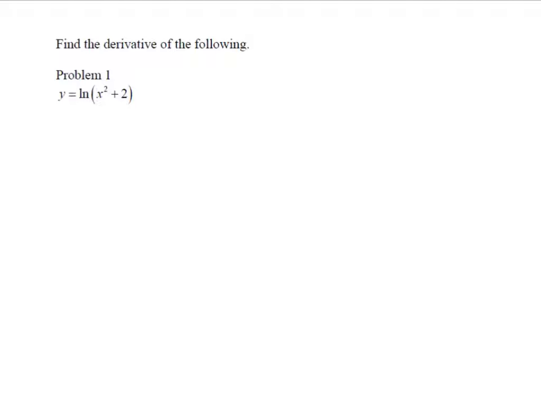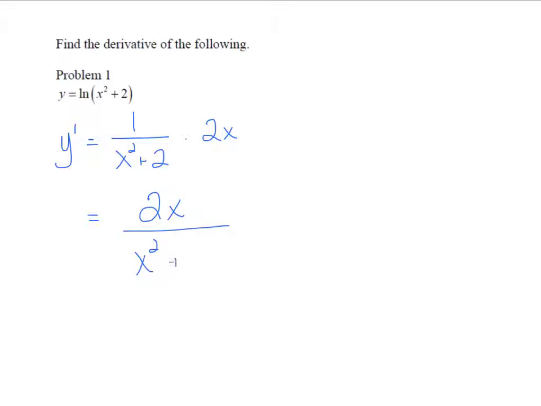Now let's look at some examples. Problem 1, y equals the natural log of x squared plus 2, and we're asked to find the derivative. So y prime would be, the derivative of natural log is 1 over u du. So 1 over x squared plus 2 times 2x. So we would make that pretty, 2x over x squared plus 2. No canceling, this is a quantity, they're married, done.